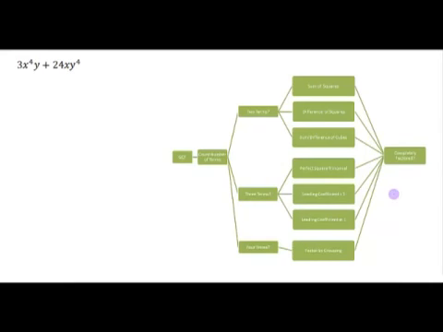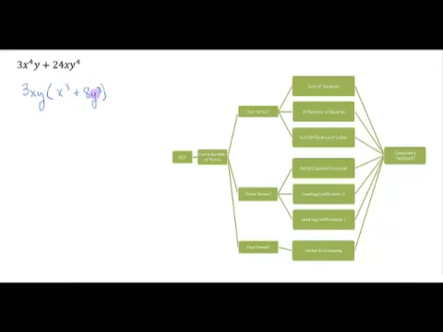3x to the 4th y plus 24xy to the 4th. The first thing we want to do is take out a greatest common factor. We have a 3 in common, we have an x in common, and a y in common. So a 3xy will be taken out of this binomial. That leaves me with an x cubed plus 8y cubed. Now we count the number of terms.